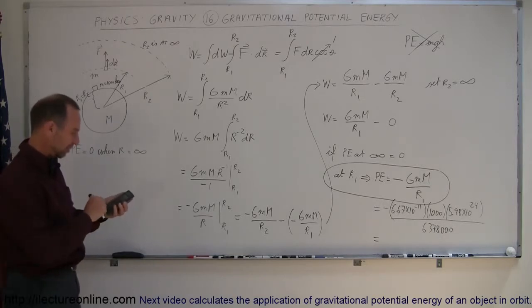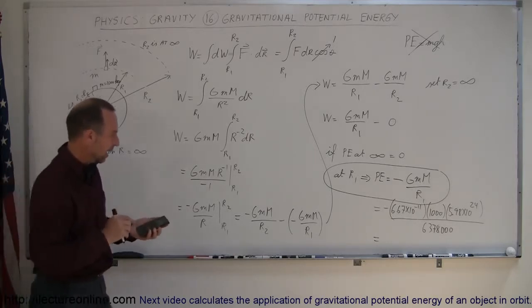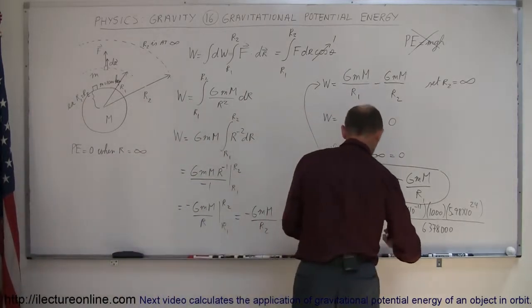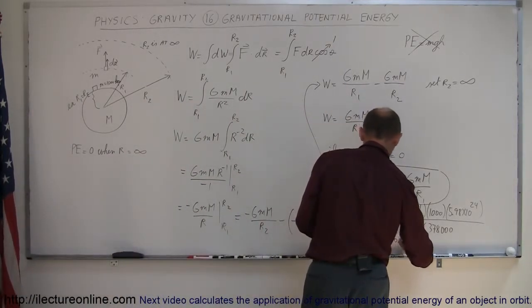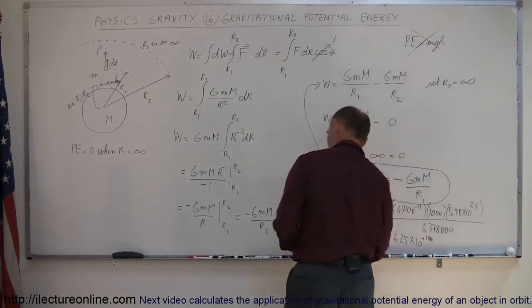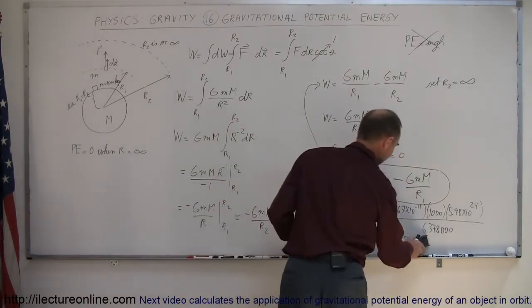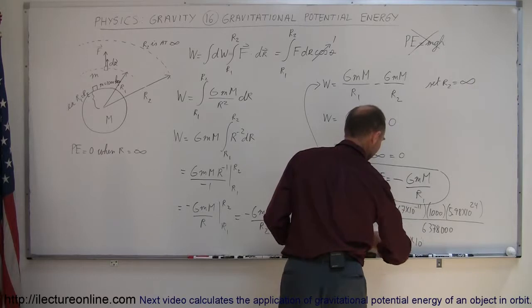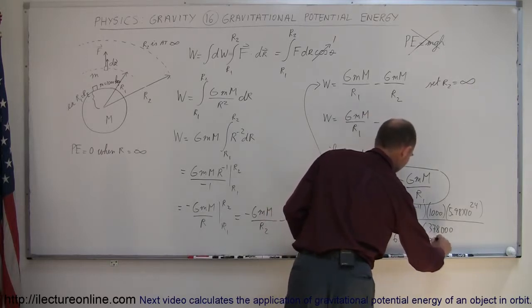All right, so 6.67 e to the minus 11 times 1,000 times 5.98 e to the 24th divided by 6,378,000 equals, and that would have a potential energy of minus 6.25 times 10 to the 10 joules. So, let me try that again. That'd be minus 6.25 times 10 to the 10 joules.